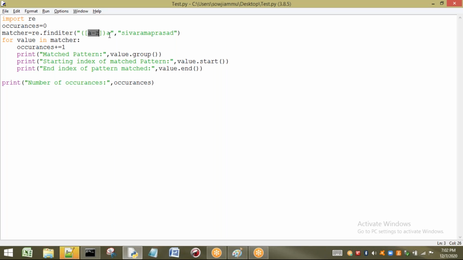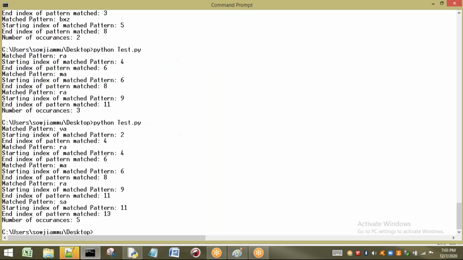After that, what should be there? A should be there. S I have written here. After that, A is not there. V I can take. After that, A is there. So it is one match. After that, R is taken. After that, A is taken, second match. M is there. A is there. Third match. P is there, but A is not there, so I should not consider this one. R is there. A is there. Fourth match. Next S, C is there, A is there, fifth match. So how many matches are there totally? 5 matches are there.